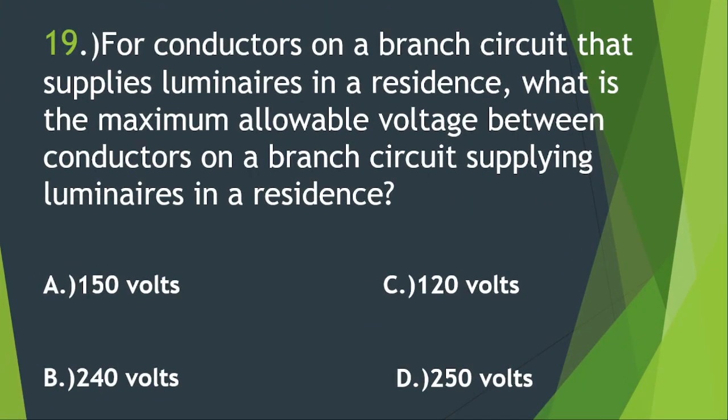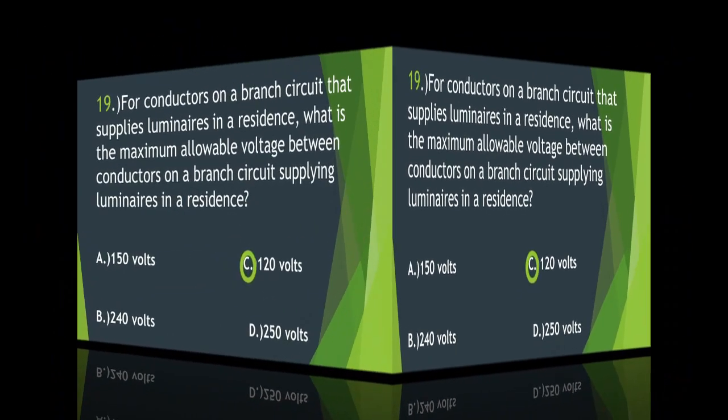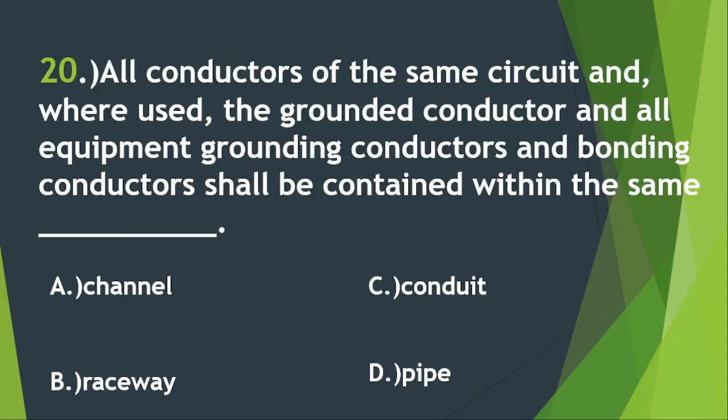Number 19. For conductors on a branch circuit that supplies luminaires in a residence, what is the maximum allowable voltage between conductors on a branch circuit supplying luminaires in a residence? A. 150 volts, B. 240 volts, C. 120 volts, or D. 250 volts. Correct answer is A. 150 volts.